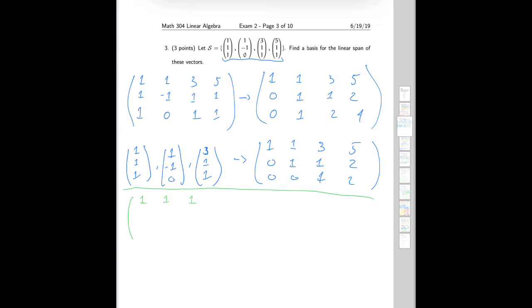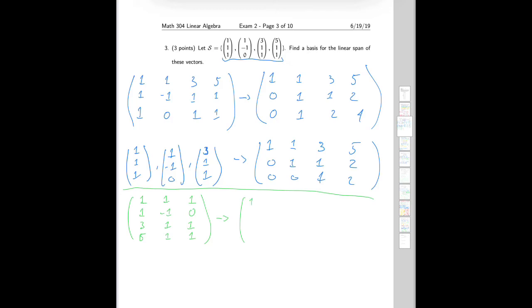So in other words, now we're going to put the vectors as rows: 1, 1, 1; 1, minus 1, 0; 3, 1, 1; 5, 1, 1. Okay, and so now we want to find a basis for the row space of this matrix.